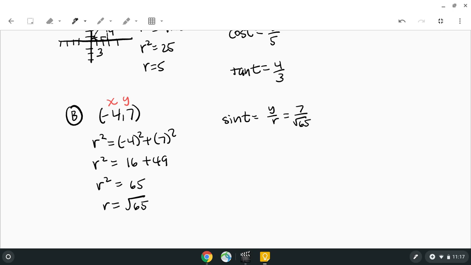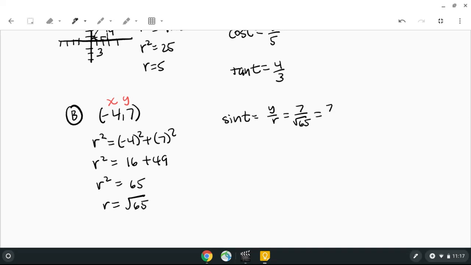Okay, so personally, I don't care if you have radicals in the denominator. I don't require that you rationalize them. WebAssign, I'm not sure. So if you plug this into WebAssign for the answer and it says it's wrong, then try rationalizing it. Multiply both the top and bottom by square root 65. So try entering this one instead.